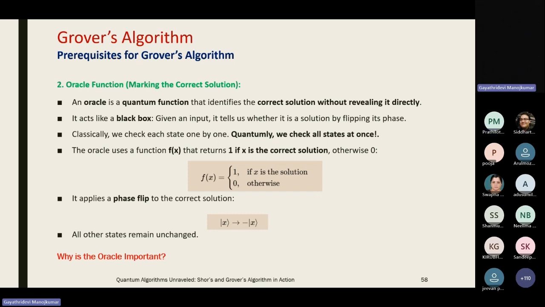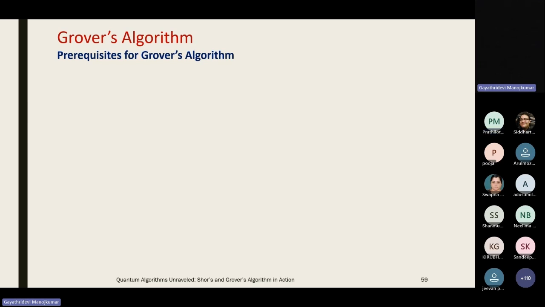So this oracle function acts as a black box where our input gets a phase flip to get the correct solution. This phase flip on the correct solution can be done with the help of interference, that is, we amplify its probability. So this is going to be done here.